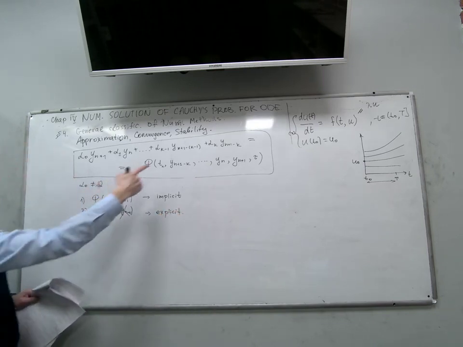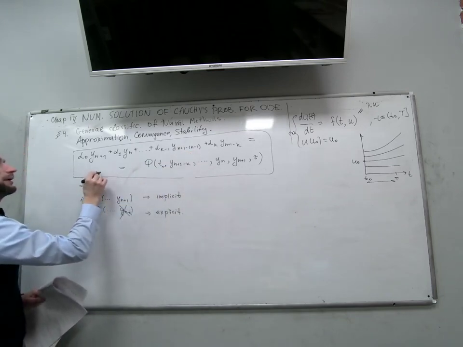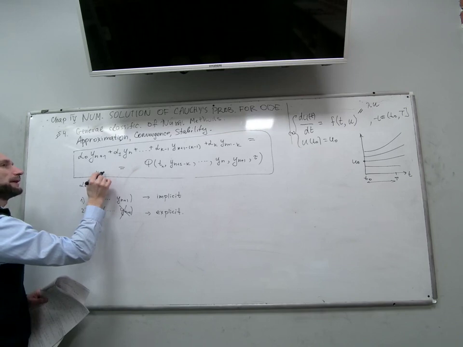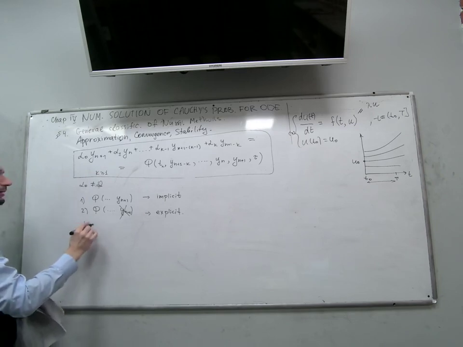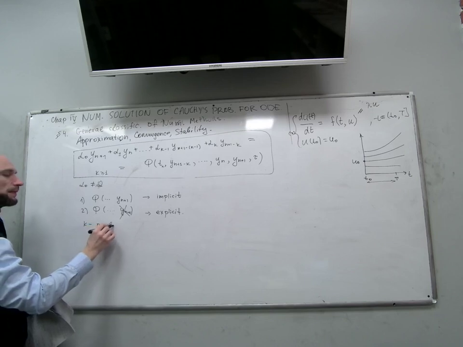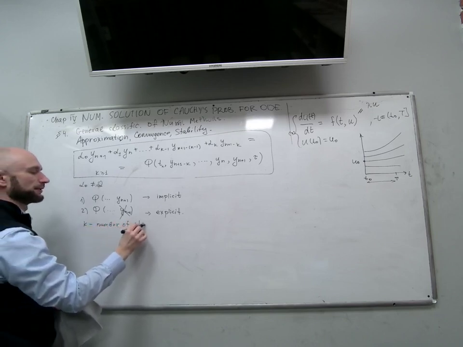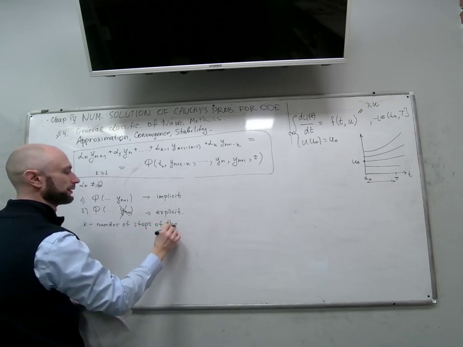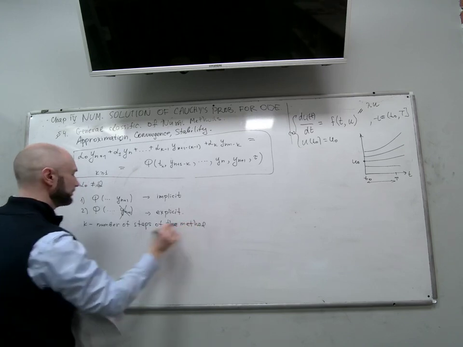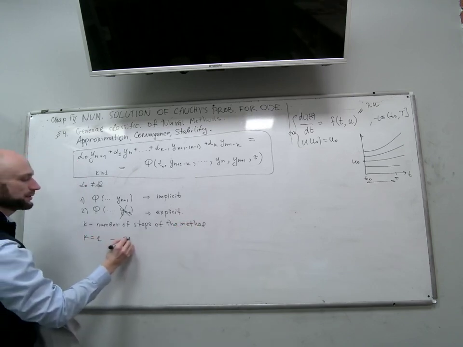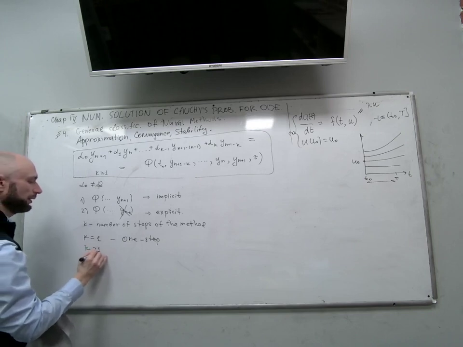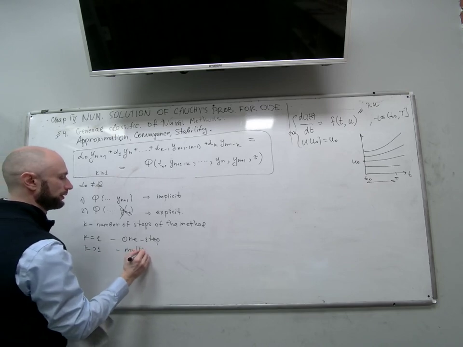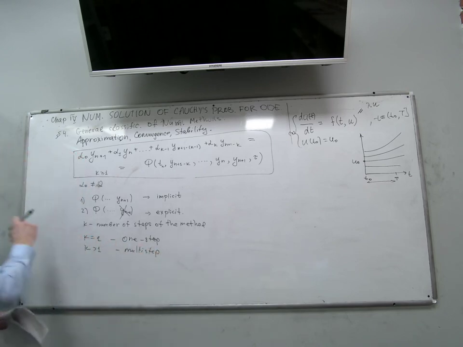And also we have a parameter k here. k is more or equal to 1. k is the number of steps of the method. So if k is equal to 1, it is a one-step method, if k is more than 1, a multi-step method. And that's it about the classification.